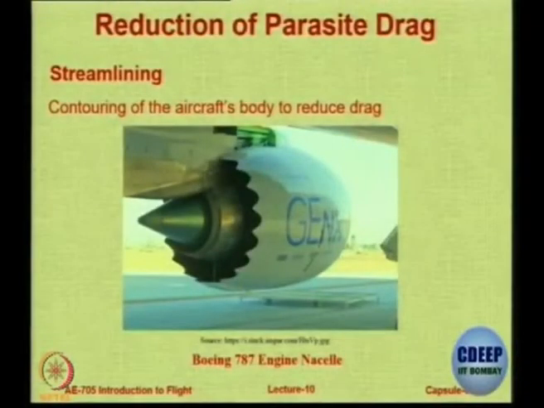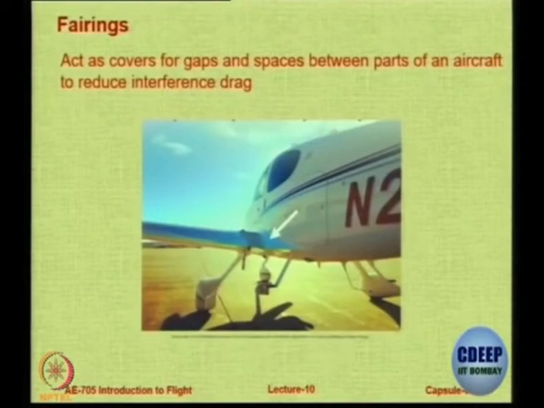Correct. So this particular configuration or shape of the rear of the nozzle is a chevron nozzle, and the aim of this is to reduce the ground level noise. So this is the Boeing 787 nacelle.